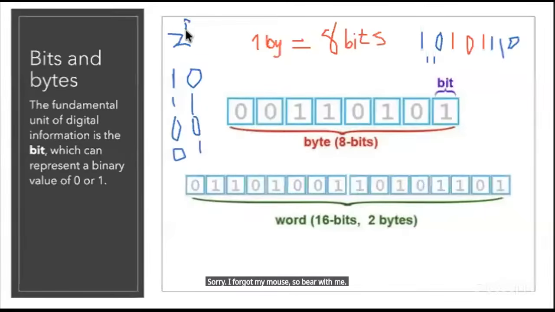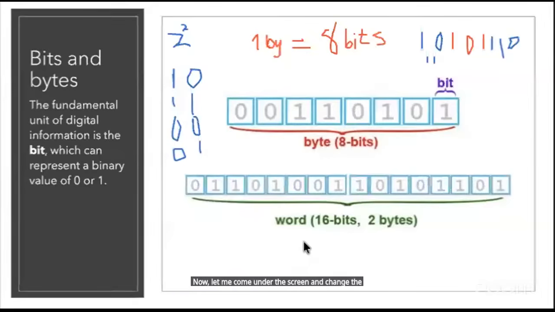2 raised to power 2. Wait. Let me write it well. Power 2, you know what I want to write. 2 raised to power 2. How did I get this power 2? Because I'm dealing with 2 digits. Now, let me come under the screen and change the color.